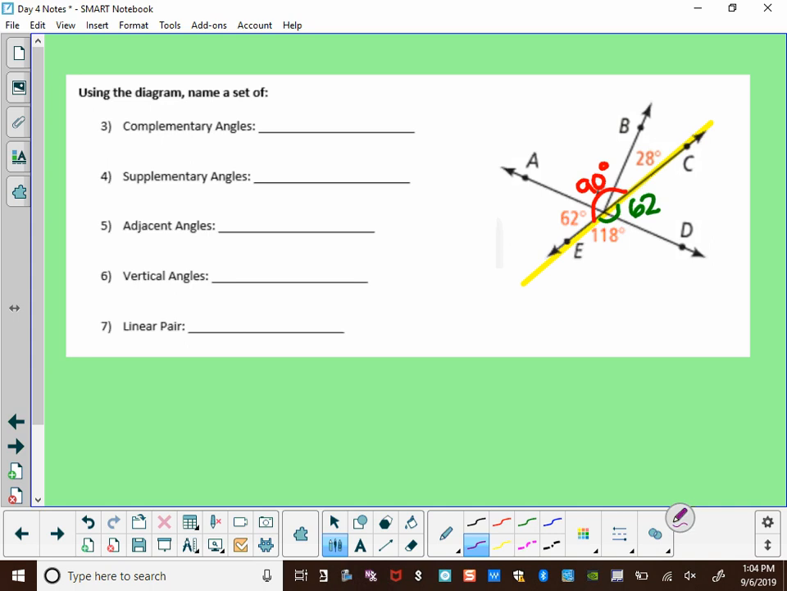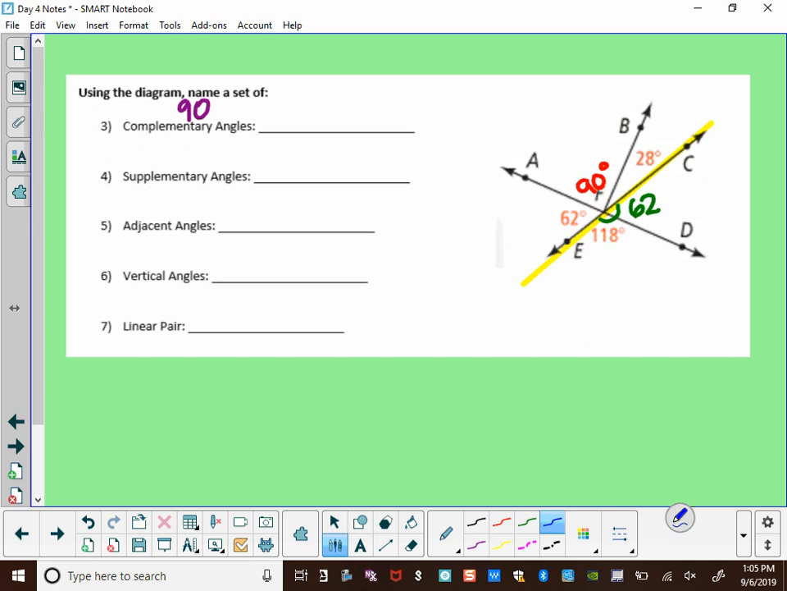All right, so Diana, number 3, complementary angles. I need two angles that add up to what? 90, right? All right, so what two angles add up to 90? What can I use there? A and B? Someone say that? What'd you say?